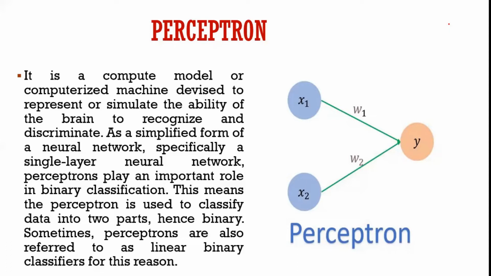Binary means two values: yes or no, true or false. So that is the binary classification point of view. This means that a perceptron is used to classify data into two parts, hence binary. Sometimes a perceptron is also referred to as a binary classifier, a linear binary classifier, a linear line which differentiates the two classes. Left side, right side, yes or no, true or false. We can classify in a binary fashion, meaning only two parts.